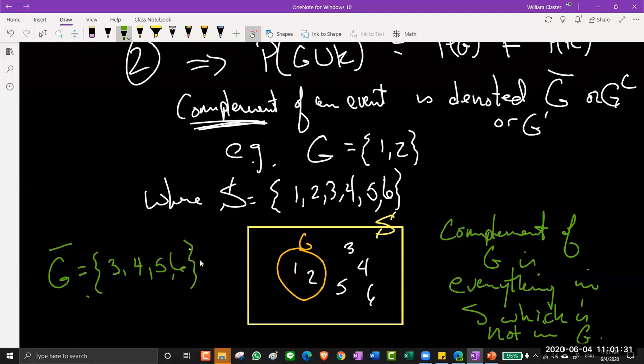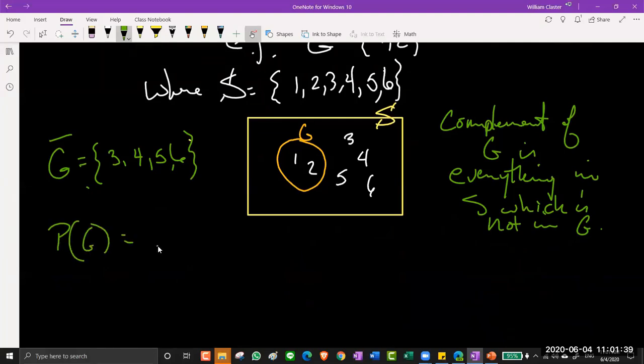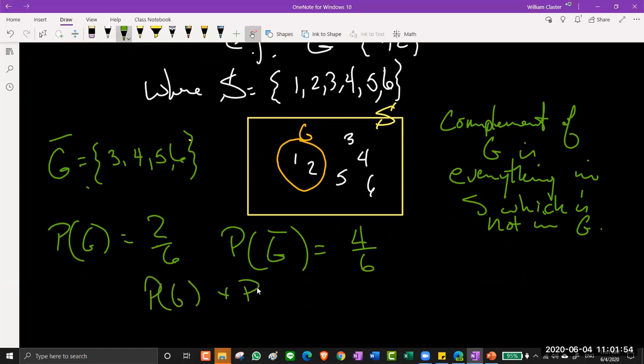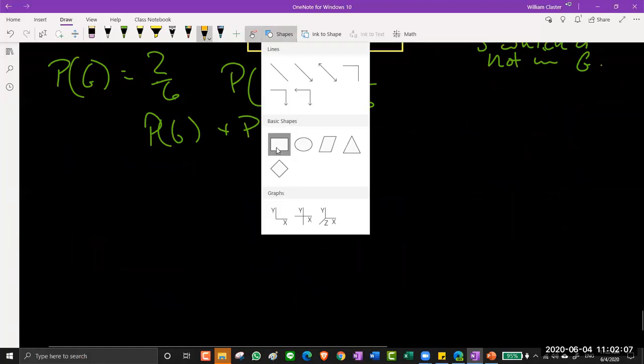And what is the probability of G? Two over 6. And what is the probability of G complement? 4/6. And if you add them up, the probability of G plus the probability of G complement, what do you get? 1. Right.